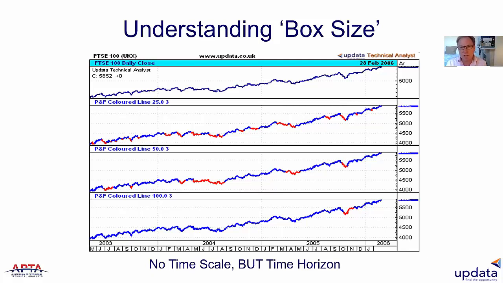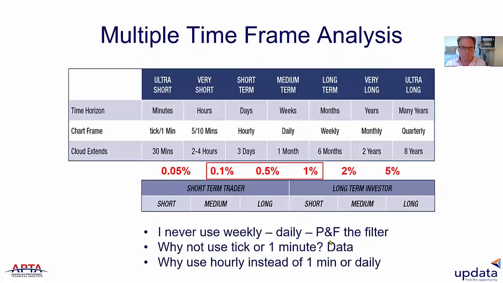So the box size becomes, there's no time scale, but there is a time horizon in the chart by altering the box size. And I use this multiple time frame analysis chart that I used actually for my cloud charts book, but it applies to point and figure as well. So I think again in our subject, it's a very common problem that people are not looking at the right time frame chart for the time frame that they're envisaging.